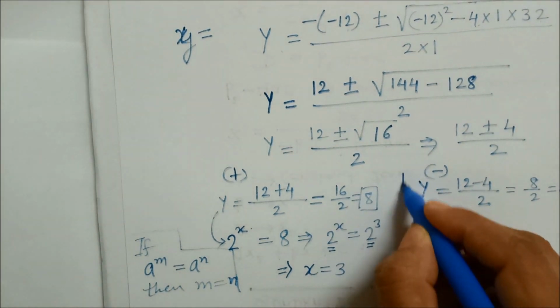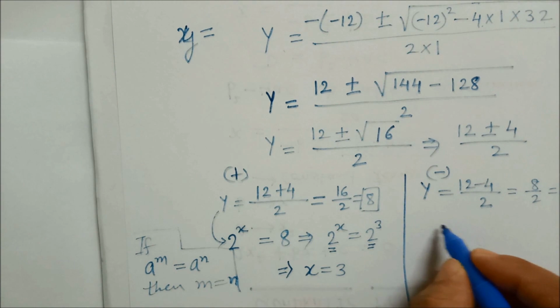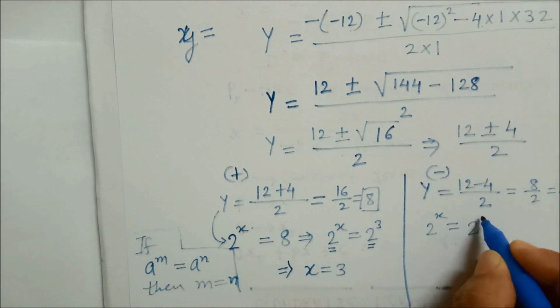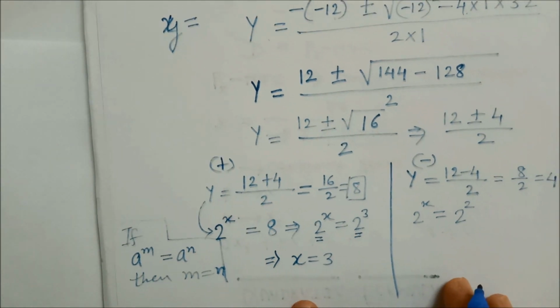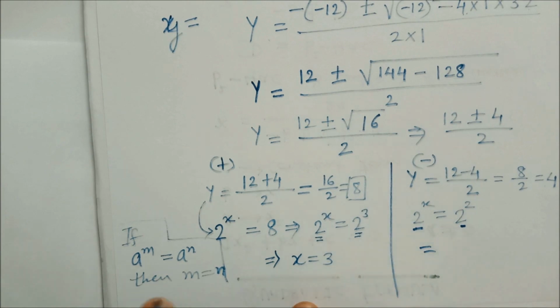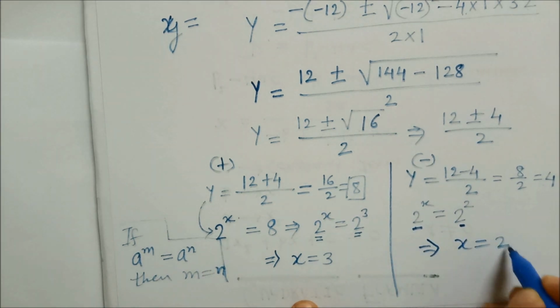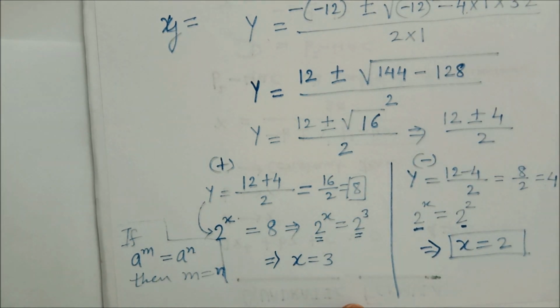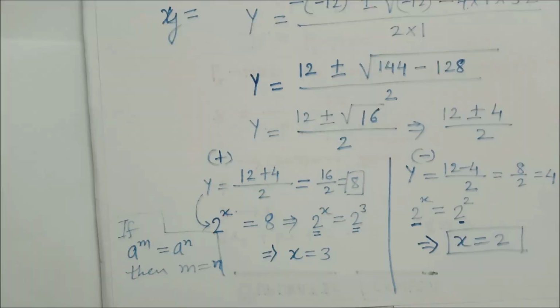Similarly, here we will simplify. The value of y is 2 raised to the power x, and here 4 we can write as 2 square. The base of both portions is the same, so according to this law, if a raised to the power m is equal to a raised to the power n, then m is equal to n. Therefore x is equal to 2. Now we have two roots of the equation, and the roots are 3 and 2.